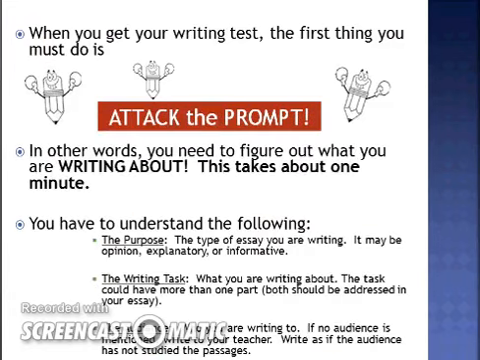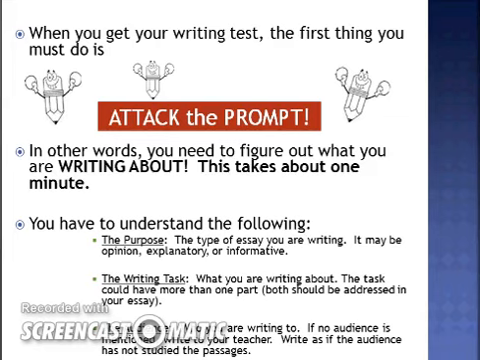The first thing you do when you get to your writing test is attack the prompt. You need to read the prompt to understand the purpose, the writing task, and the audience to whom you're writing. Let's break it down. The purpose is the type of essay you're writing. You'll be writing either an opinion piece or an explanatory informative piece. We'll talk more about those in a few seconds.